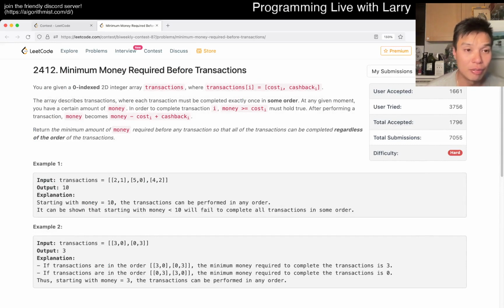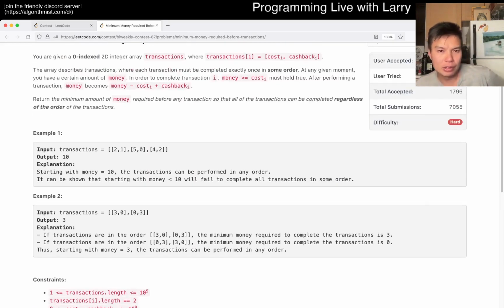Okay, anyway, Q4: minimum money required before transaction. What does that mean? In some order. In order, that's all. After money. Cashback. Let's see. Is there an optimal way to vote this?